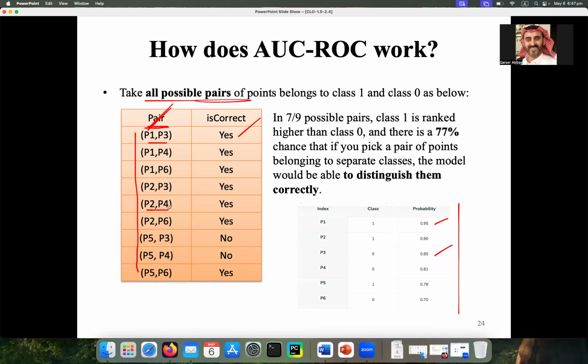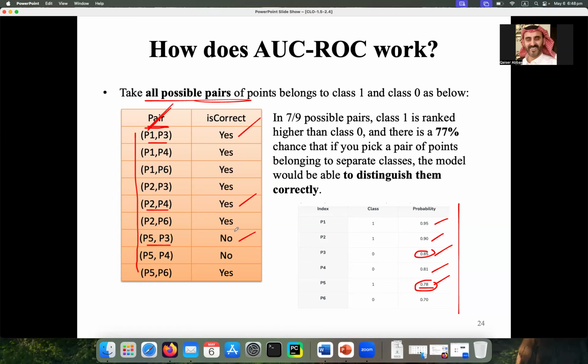Now check this one, P2, P4. P2 is 90, P4 is 81, 90 is higher. So, okay, yes. Check this P5, P3. P5 is this, P3 is what? This. The first is not higher. The first is lower, so when lower, we are writing no, because the other class is predicted. You can say yes is the first class, no is the other class. You can also consider it like that.